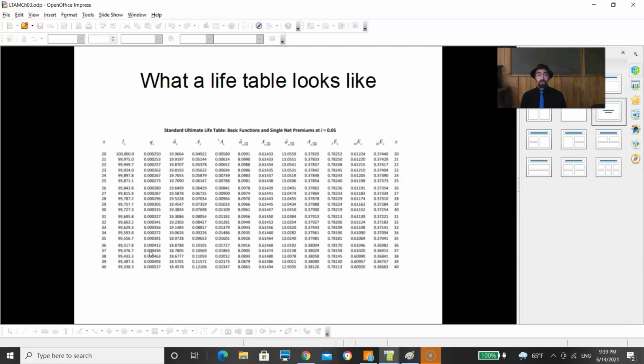We're getting into Chapter 3, Life Tables. So let's begin with just what a life table looks like. It has a large number of columns, and I'll go through what these are a few at a time.